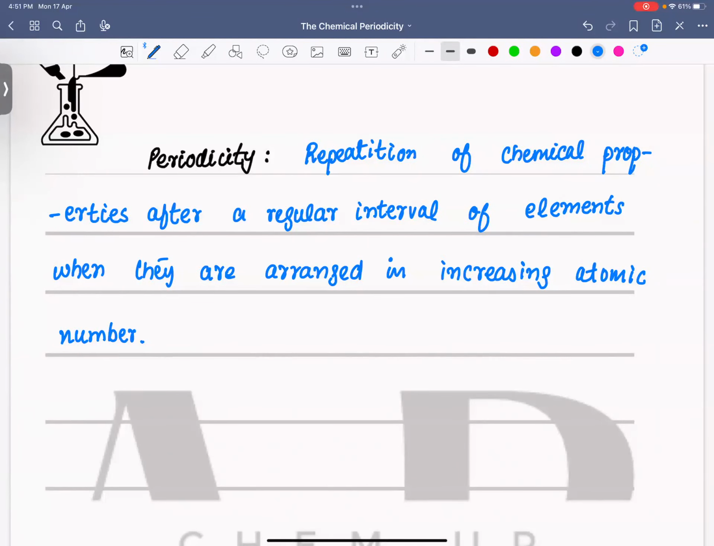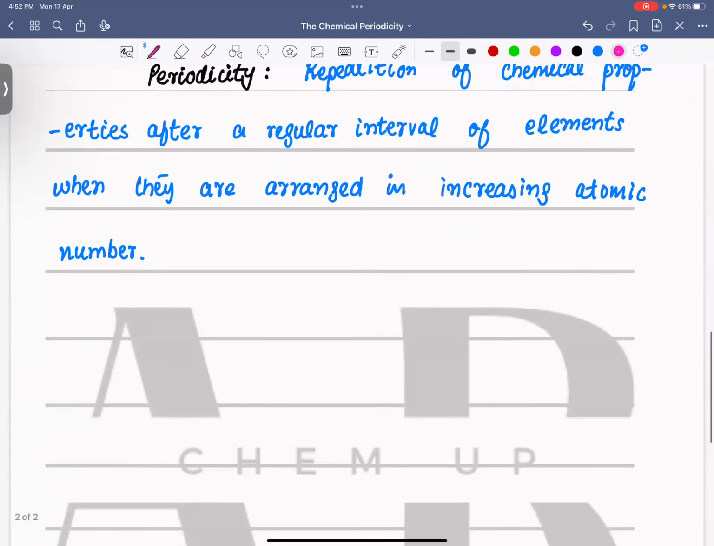Now, if you want to understand this, let's have a look at the periodic table. Here I have group 1, then group 2, then after a gap of 10 elements, I have group 3 over here, group 4, then group 5, group 6, group 7, and group 8, which we call 13, 14, 15, 16, 17, and 18, right?